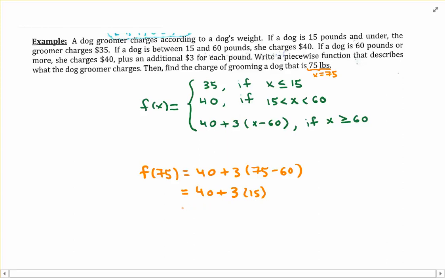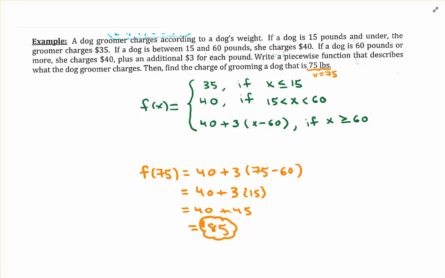All right, keeping momentum with this, we're going to have 40 plus, and then 3 times 15 is 45. And adding those together, we have $85. And that would be the charge of grooming a dog that is 75 pounds in weight. Hot dog, right? All right, and so that's our answer and solution to the last example in section 3.4.